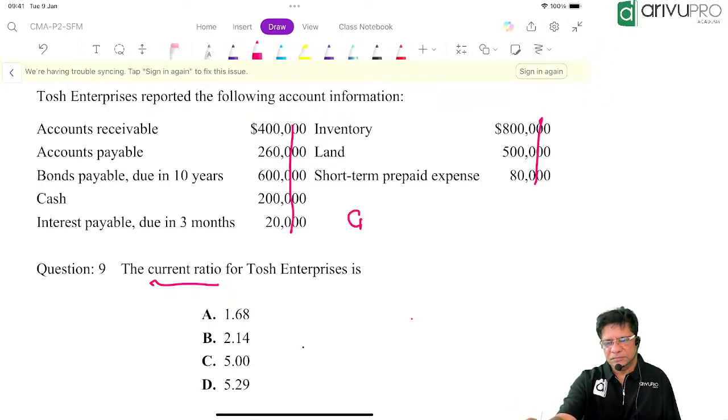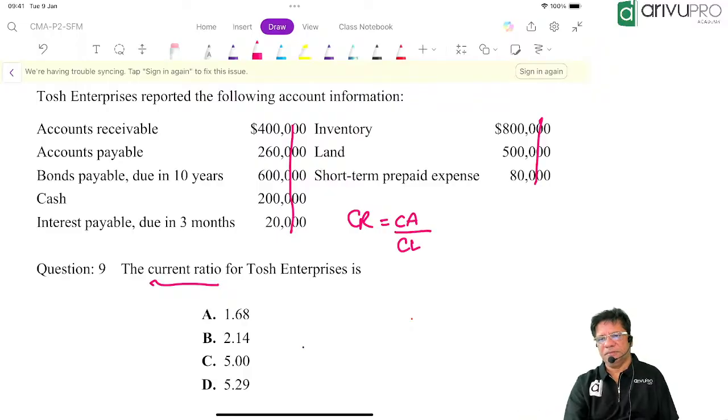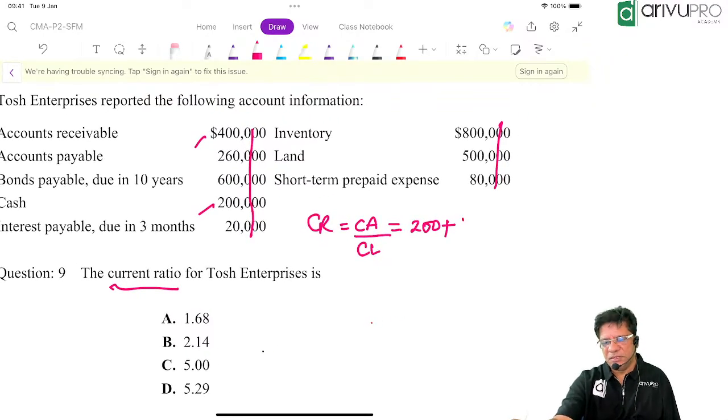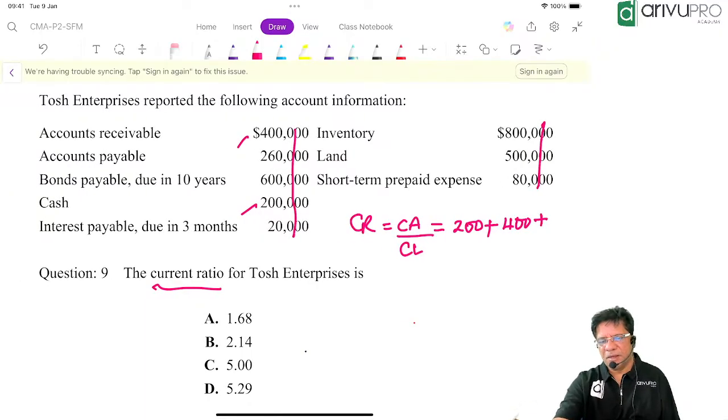Current ratio: current assets divided by current liabilities, in the order of liquidity. What is the first one? Cash, 200. Next, accounts receivable is there, then inventory, land, accounts payable. There are no short-term investments. So the next one is accounts receivable. Accounts receivable is 400. Next, inventory.